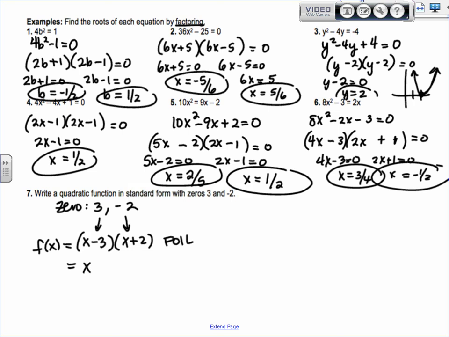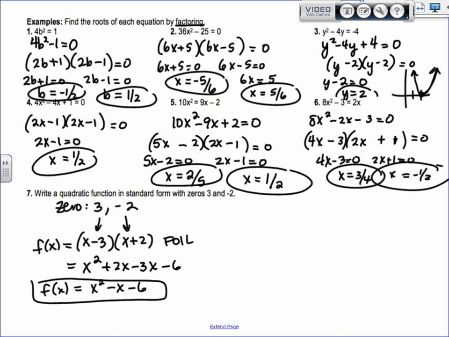So I have x times x is x squared. My outer is 2x. My inner is -3x. My last is -6. So my FOILed out form is x squared minus x minus 6. That's my function.